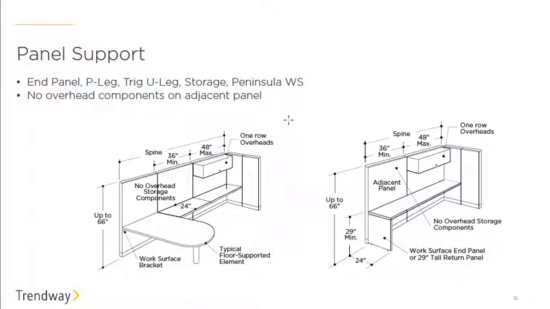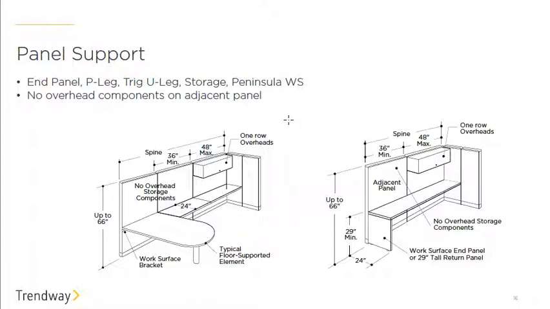Some final guidelines for panel support are as follows, and all of these, once again, can be found in your price book. Any end panels, P-legs, or trigo legs, storage, peninsula work surfaces, it's all shown here. No overhead components on the adjacent panels. The same applies for the peninsula work surface, in that no overhead component can be on an adjacent panel, and the maximum height has to be 66 inches high.